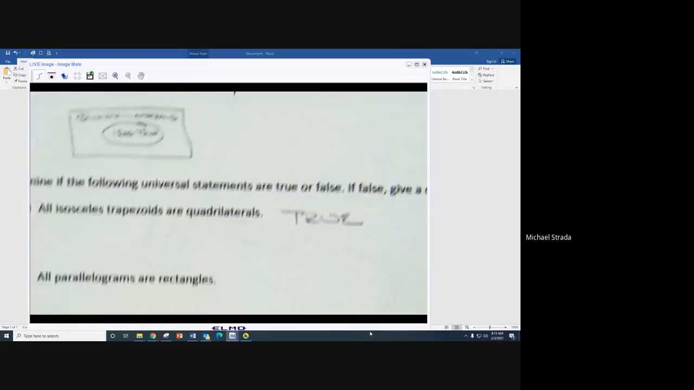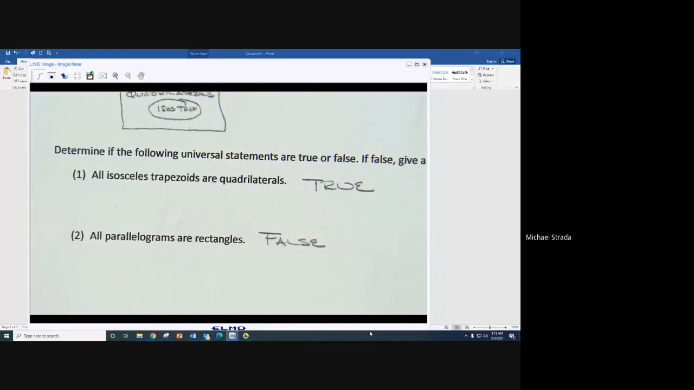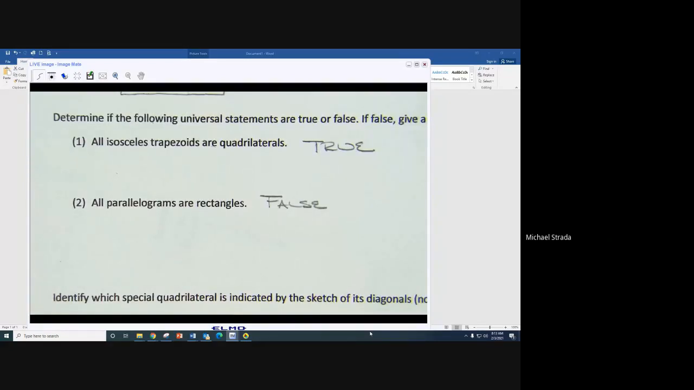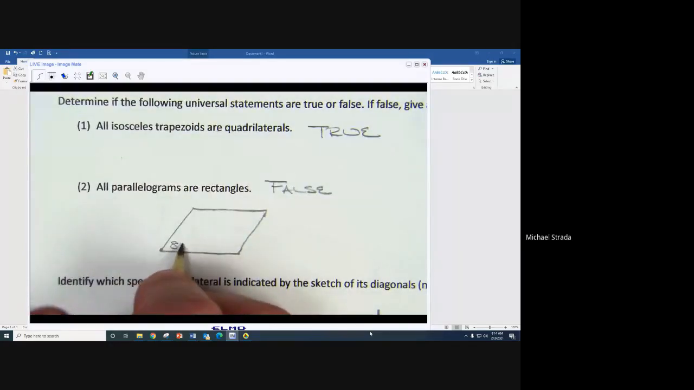All right. Now, all parallelograms are rectangles. That, of course, is false. Now, when you do your counterexample, you draw the sketch of your parallelogram. Okay? And then you indicate what separates parallelograms from rectangles. Rectangles, all their angles are how many degrees? 90. So you can make this like we did yesterday, 80 degrees.